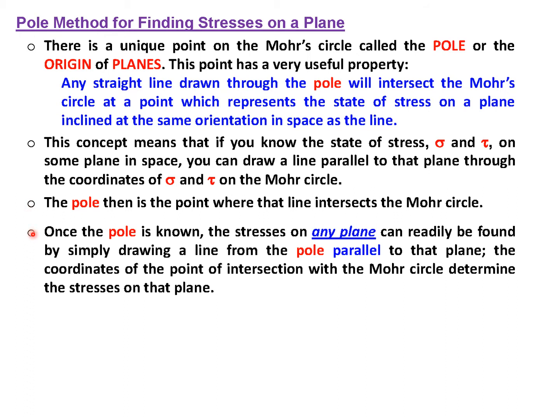Once the pole is known, the stresses on any plane can readily be found by simply drawing a line from the pole parallel to that plane. The coordinates of the point of intersection with the Mohr circle determine the stresses on that plane. I will demonstrate this procedure on the next slide.